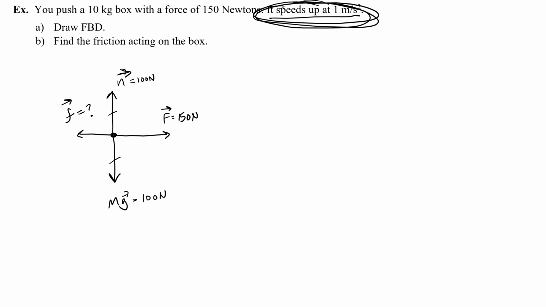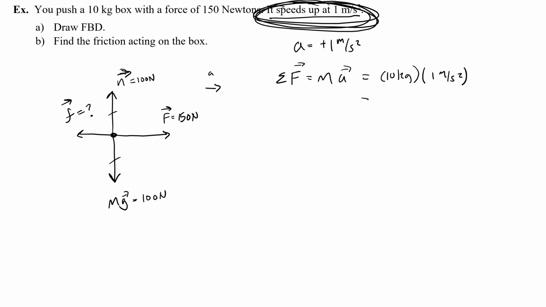But let's work on finding the force of friction. You know that this object speeds up at 1 meter per second squared. So the acceleration is going to be to the right, or in the same direction as the net force. So we're going to make that a positive 1 meter per second squared. And I can calculate what that net force is by doing mass times acceleration, or 10 kilograms, the mass of the box, times my acceleration of 1 meter per second squared. So 10 newtons. The net force is 10 newtons.